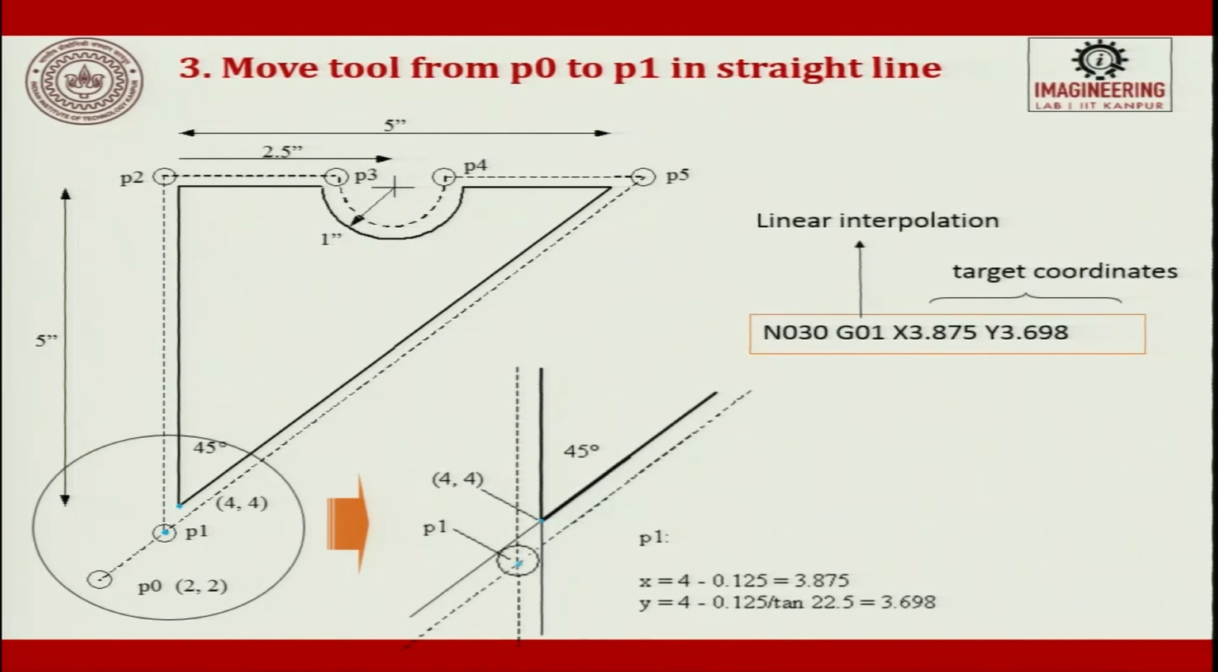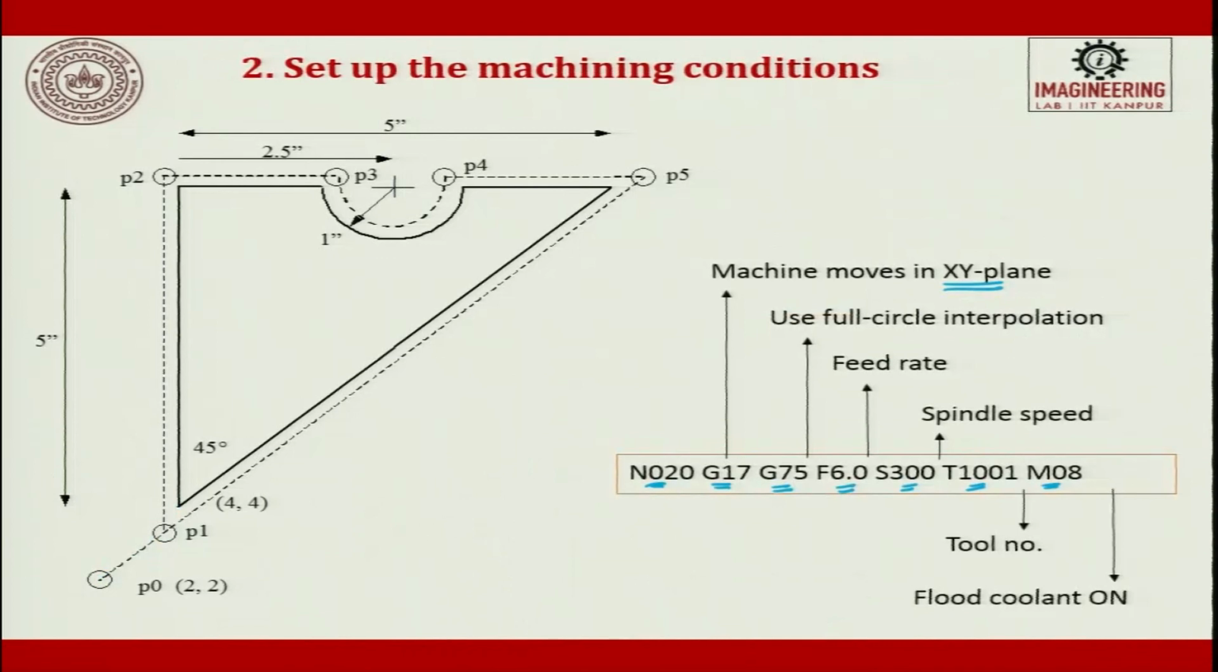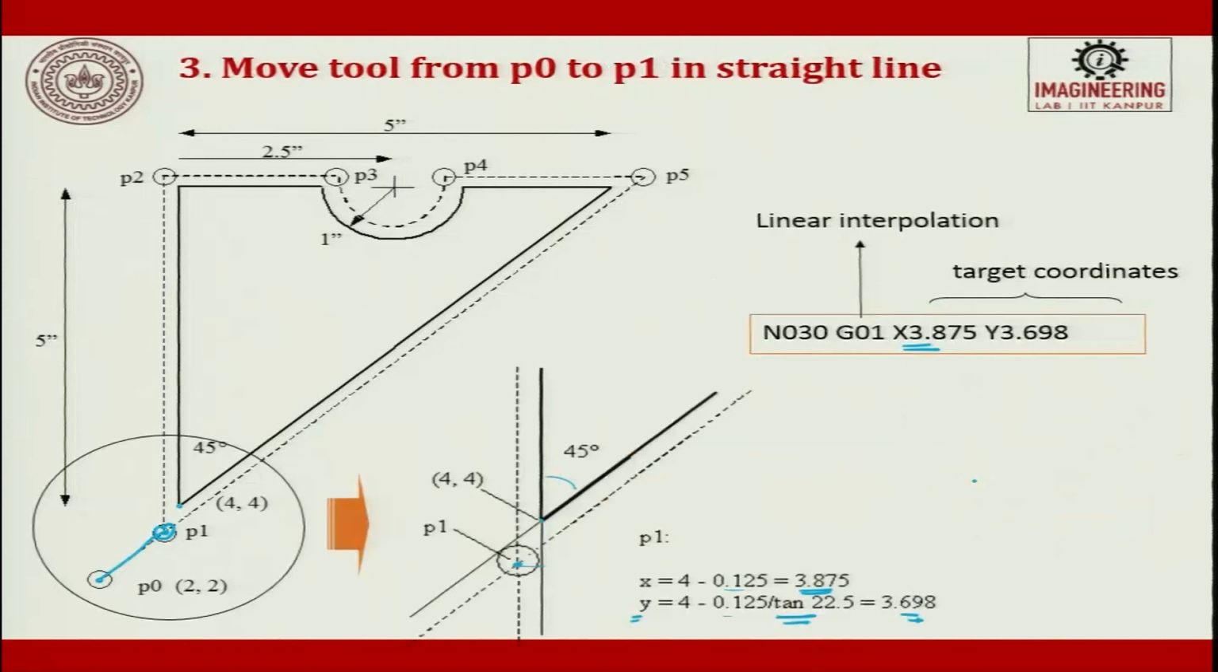Now I have to stop here, so I have to find out the point. It is 4 minus 1.25 times the diameter, so 3.85 comes here on the x axis, and for the y axis it is divided by tan 22.5, which is nothing but 45 divided by 2. So it is 3.68. This will be my end point. From P0 I have to go towards the destination point P1. All the feeds and speeds we will take, this is the feed and this is the speed, and tool 1 is used for the operation.